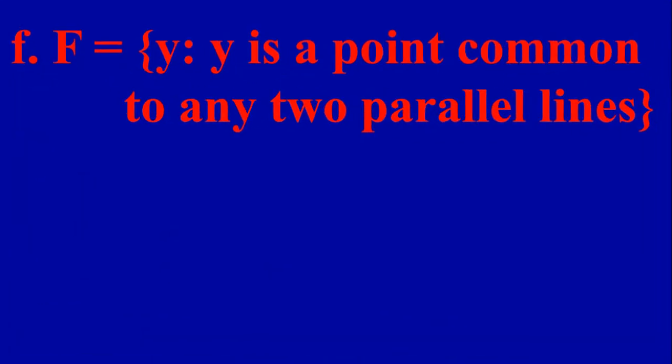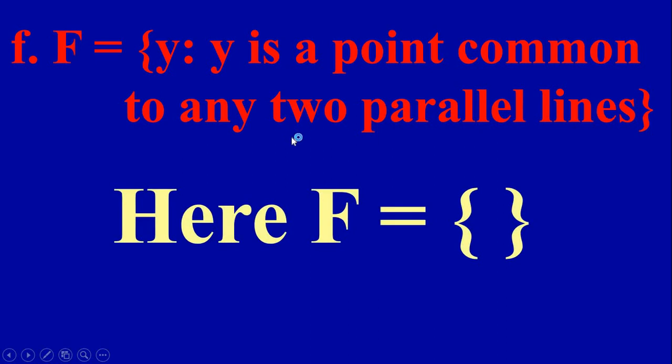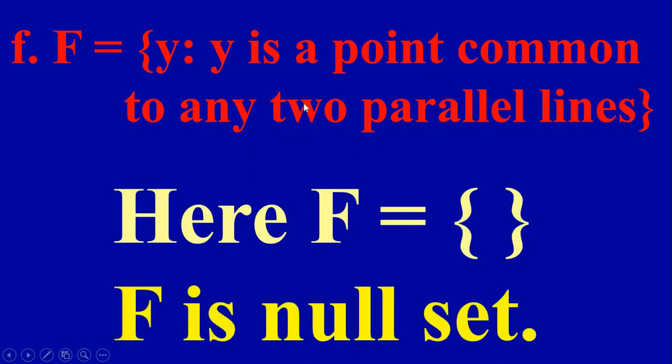So next F. It is set of all y such that y is a point common to any two parallel lines. If we draw two parallel lines, then we will not get any common point. So therefore there is no common point in two parallel lines. So here also F is empty set. So therefore F is null set.